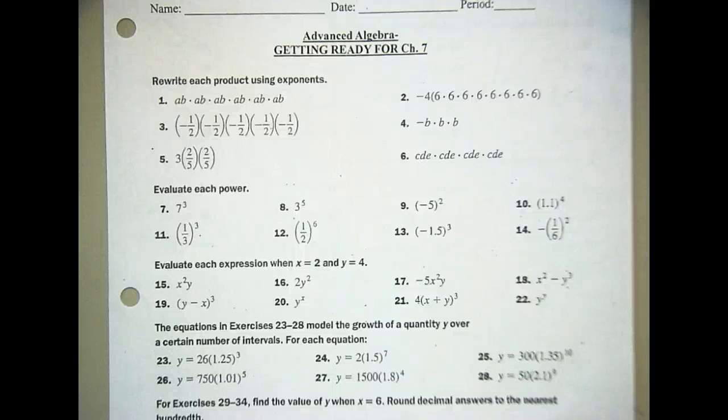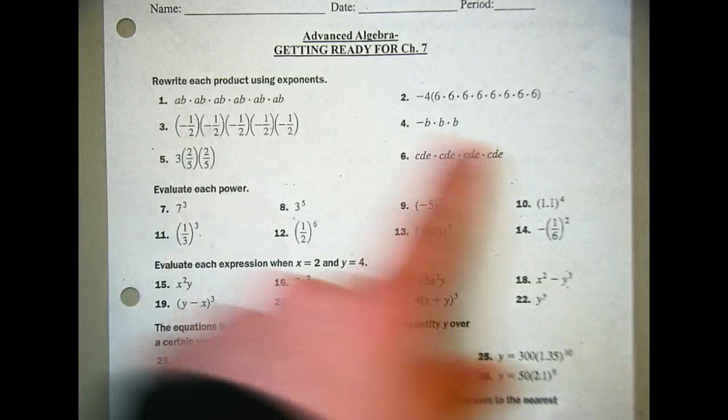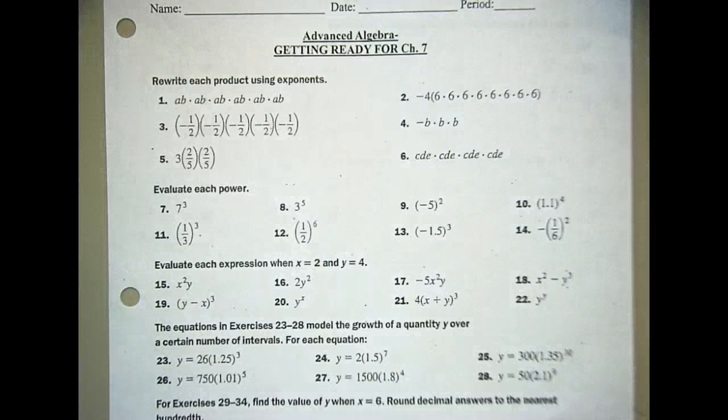A little background, making sure you got it. This should all be review. Okay, so that's why it was just given to you this way. So let's start. Questions on rewriting, 1 through 6?